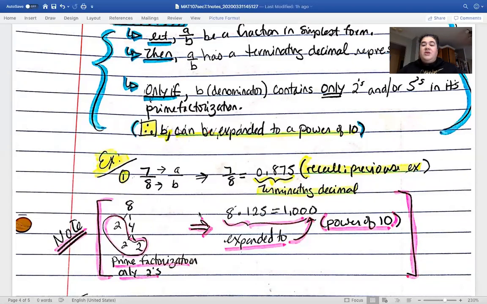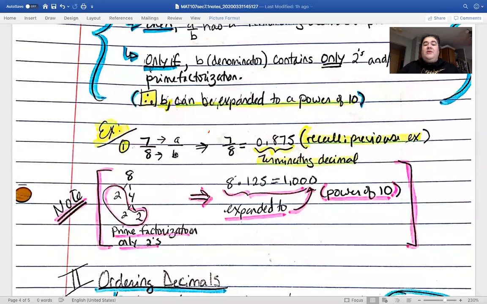Okay, but so that you can see exactly what we're talking about, here's that 7/8 portion from that previous example, where 7 would be the A and 8 would be the B, right? And as you can see, according to the theorem, the 8 has to break down to a prime factorization that contains only 2's and 5's. And if we take the prime factorization of 8, we can break it down into 2 times 4, and we can take that 4 and break it down into 2 times 2.